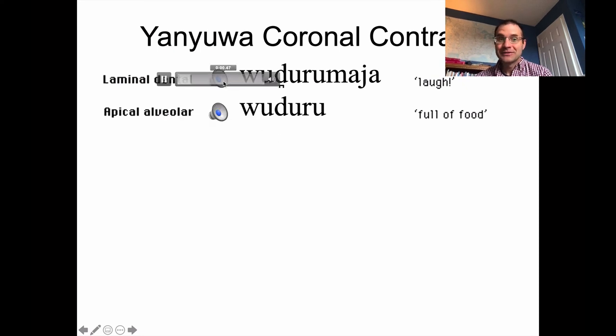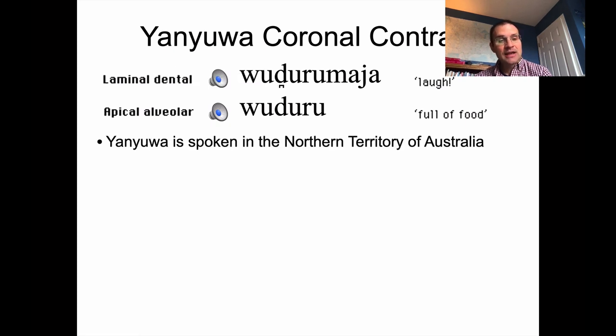They're very close. And it's just this segment that we're focusing on. But I think you can hear this one's a little bit further forward. Da, da, as opposed to da, da, da, da. And it has kind of a little brighter or clearer sound to it. Yeah, they're very close, but you can make this contrast in language. It's possible. Yanyuwa is spoken in the Northern Territory of Australia, where there are a lot of indigenous Australian languages.